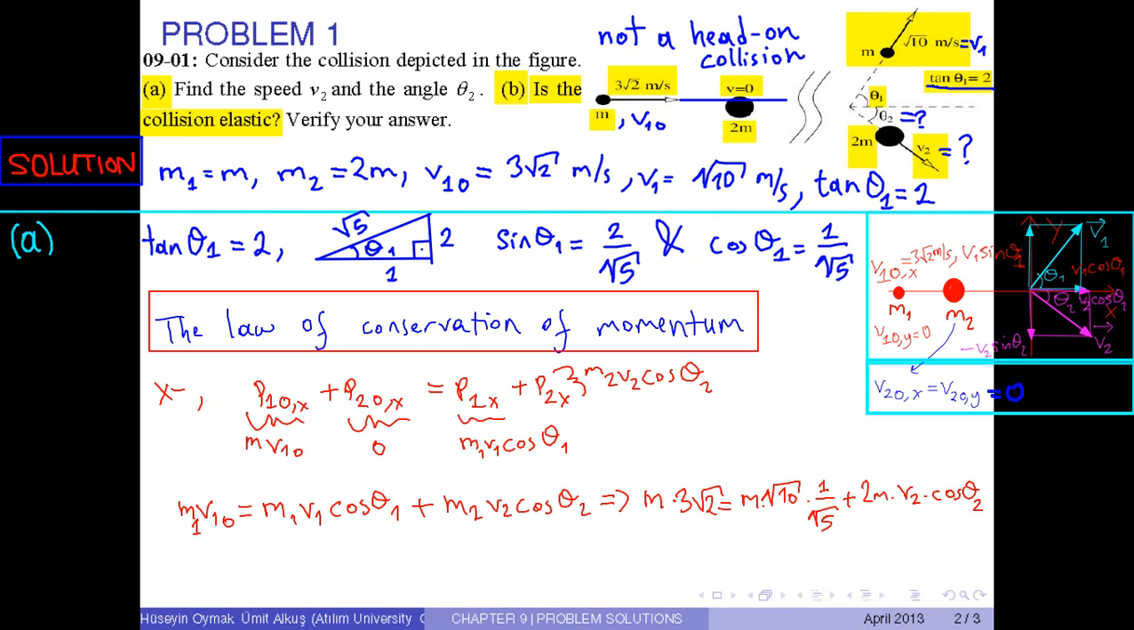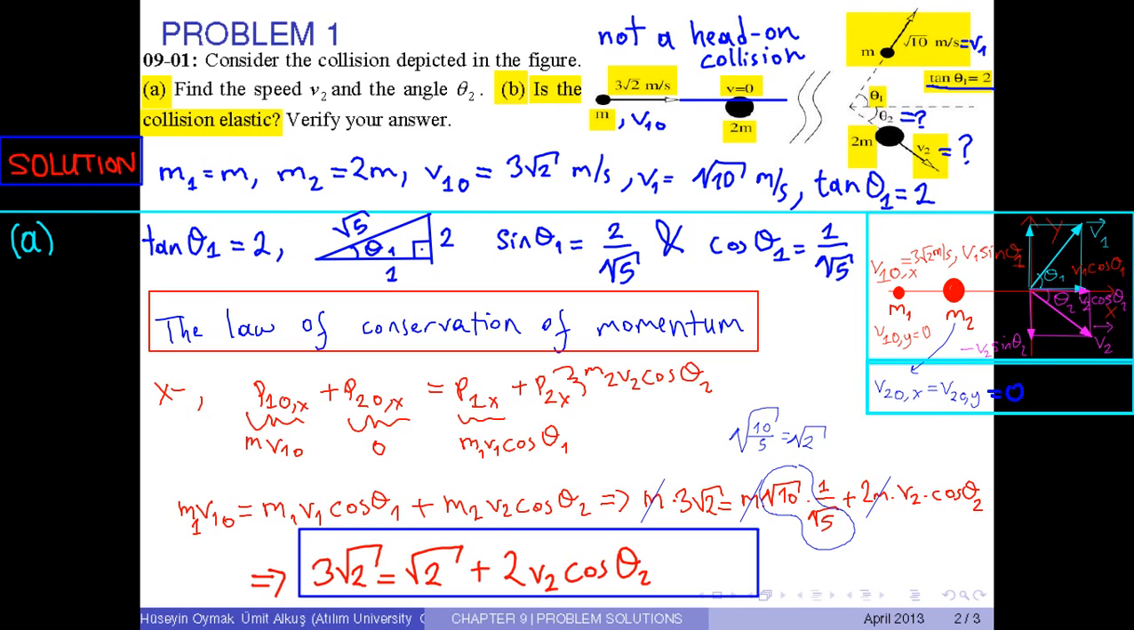Substitute the corresponding numerical values into this equation. We get m times 3 times square root of 2 equals m times square root of 10 times 1 over square root of 5 plus 2m times v2 times cosine theta 2. Here, m's are cancelled on both sides, and also square root of 10 over square root of 5 gives square root of 2. Finally, we obtain an equation with two unknowns, v2 and cosine theta 2, as 3 times square root of 2 equals square root of 2 plus 2 times v2 times cosine theta 2. And let's label this equation as 1.